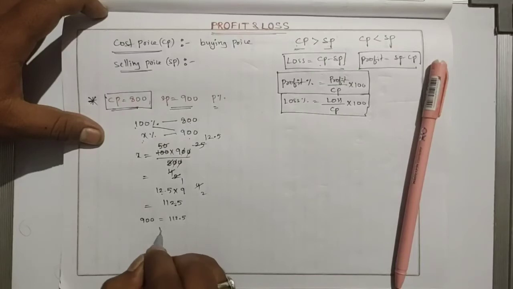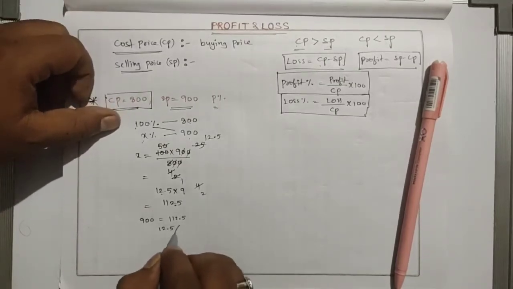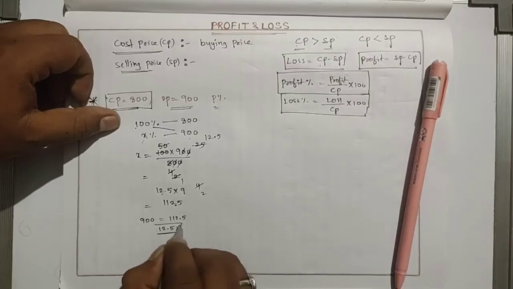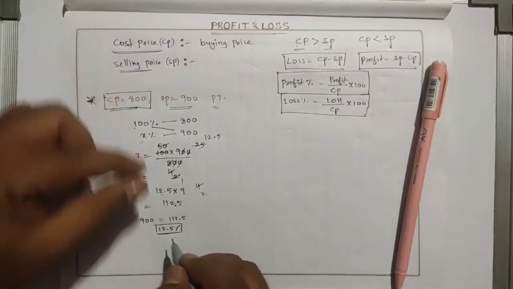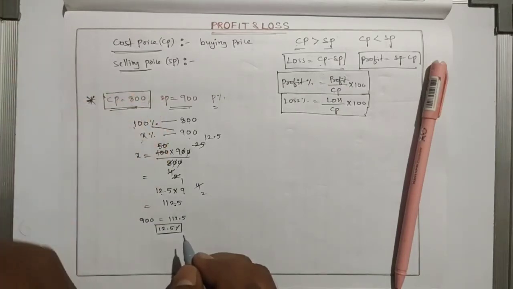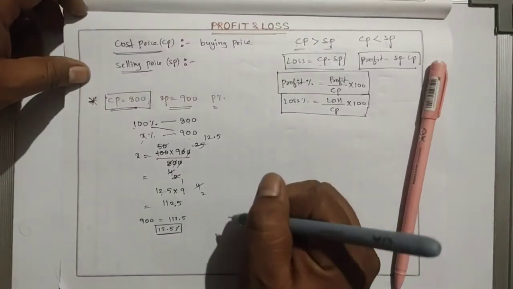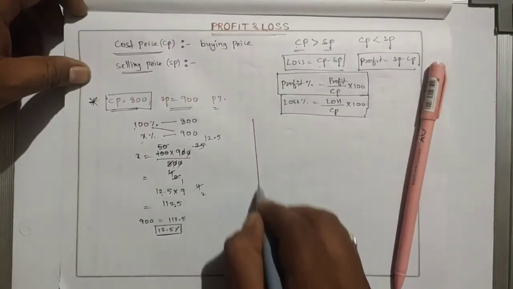It is 12.5 more than the 100%. Therefore, the profit percentage is how much, 12.5. You should take that how much more. If you have the more value, it is the profit percentage. If you have the less value, that is the loss percentage. So we'll go for one more problem about the loss percentage.